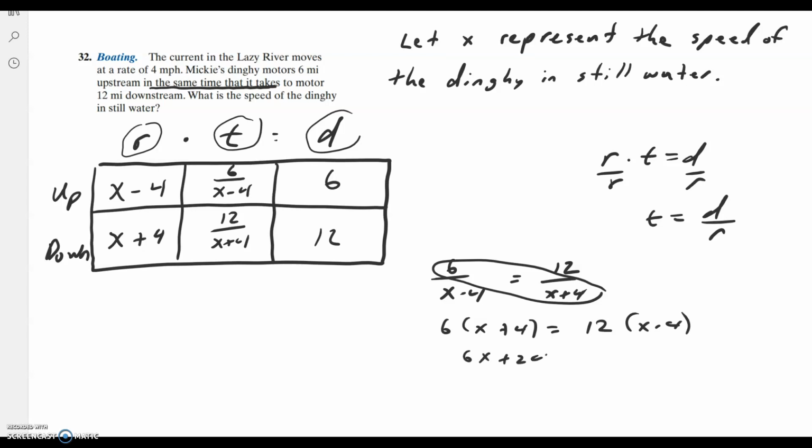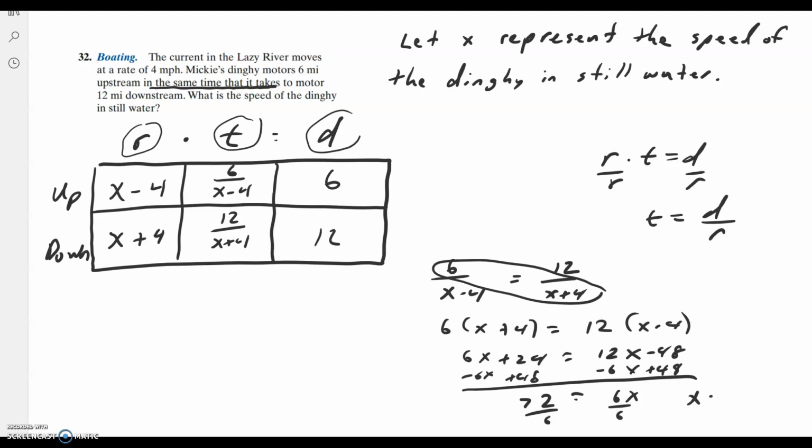Distributing, we have 6x plus 24 equals 12x minus 48. Subtracting 6x from both sides, we get 6x here, adding 48 to both sides, we get 72 here, dividing both sides by 6. We find out that x equals 12. So x was the speed of the dinghy in still water. We have 12 miles per hour.